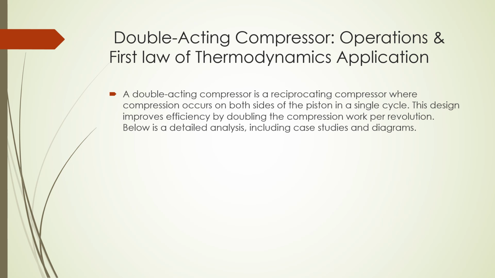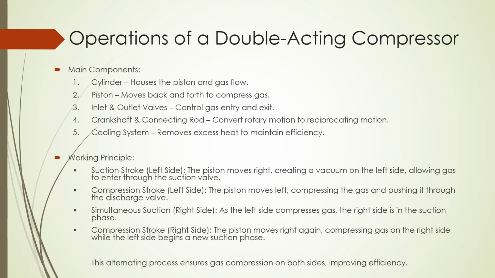A double acting compressor is a reciprocating compressor where the compression occurs on both sides of the piston in a single cycle. This design improves efficiency by doubling the compression work per revolution. Below is a detailed analysis, including case studies and diagrams. Operations of the double acting compressor.